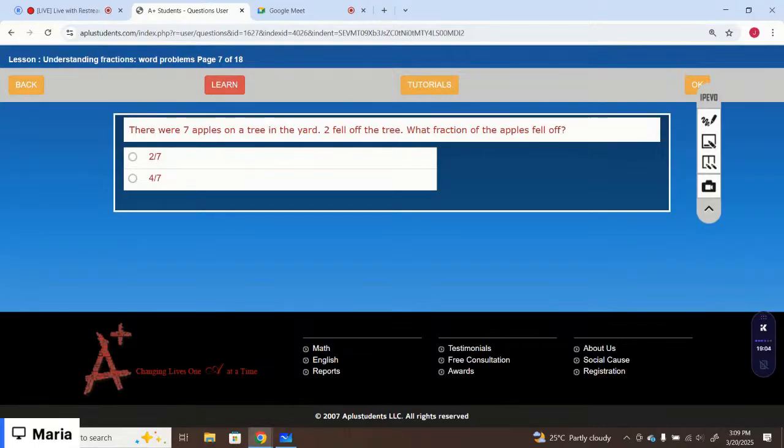There were 7 apples on a tree in the yard. 2 fell off the tree. What fraction of the apples fell off? So, which is the correct option? That is 2 out of 7. Option number 1 is the correct option.